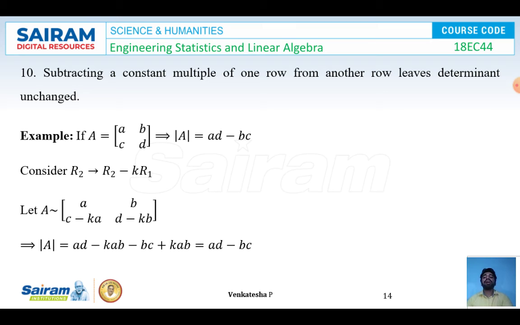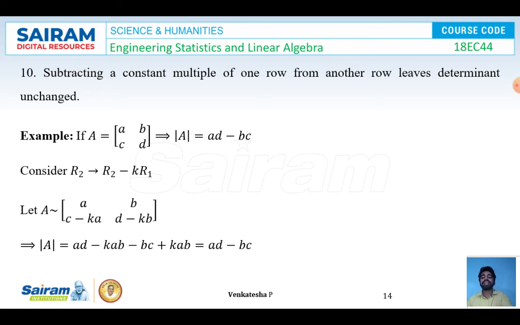Property number 10: subtracting a constant multiple of one row from the other row leaves the determinant unchanged. For example, I'm taking a 2 cross 2 matrix A, B, C, D, then its determinant will be equal to AD minus BC. Now I'm going to do some operations on the matrix A, that is R2 becomes R2 minus kR1. I'm multiplying a constant k with the row R1 and subtracting from R2 to get a new R2 row.